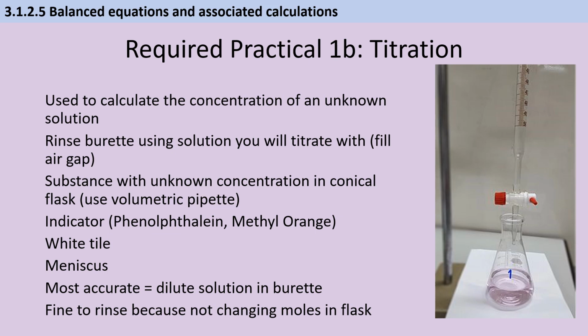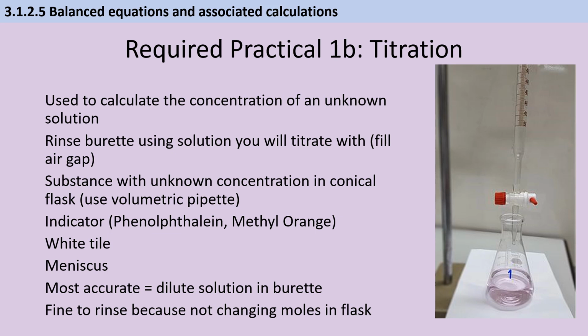You also need to include an indicator like phenolphthalein or methyl orange, and these are good indicators because they have very clear, distinct colour changes. And so you're going to titrate until you see the first permanent colour change, and then you're going to repeat that process until you get concordant data, which are titres that are within 0.1 centimetres cubed of each other.